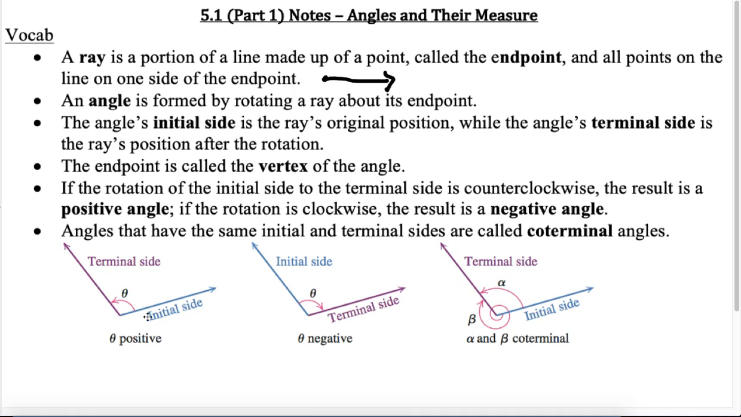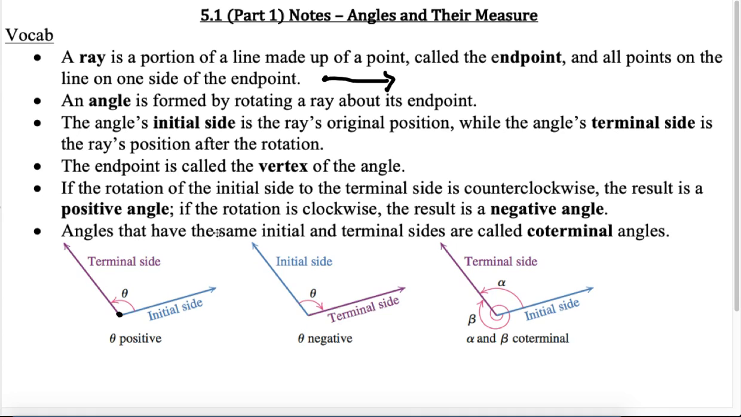Okay, so in this example, if this is the initial side and I rotate the ray, here's the terminal side, and this point right here, that endpoint, is the vertex. Now, we say that if we rotate the initial side counterclockwise, we get a positive angle. And if we rotate clockwise, we say the angle is negative.